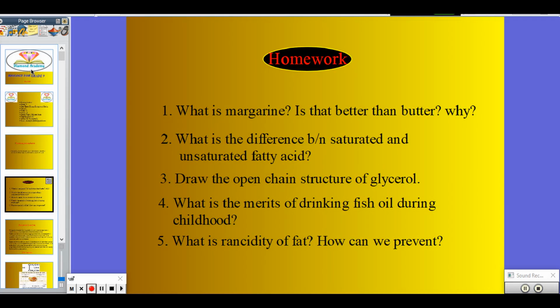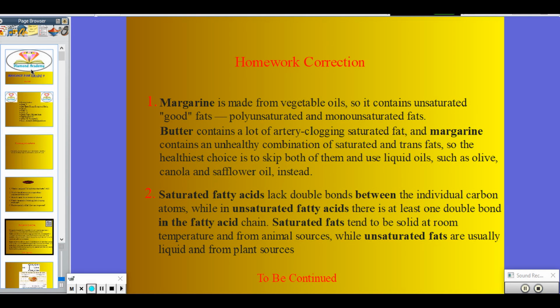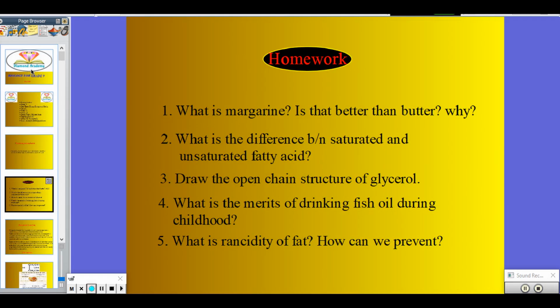Question number 2: what is the difference between saturated and unsaturated fatty acids? Saturated fatty acids lack double bonds between the individual carbon atoms, while in unsaturated fatty acids there is at least one double bond in the fatty acid chain. Also, saturated fats tend to be solid at room temperature and from animal sources, while unsaturated fats are usually liquid and from plant sources. Question number 3: draw the open chain structure of glycerol.